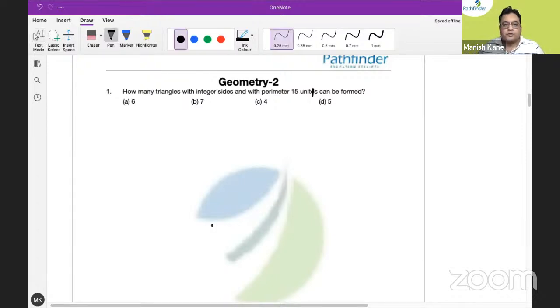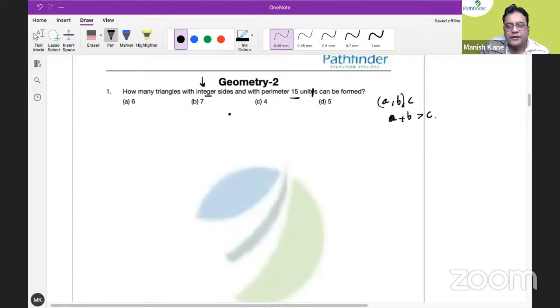Let's solve this question. How many triangles with integer sides and perimeter 15 units can be formed? That's your question. Now, in order to attack such a question, what are you required to do? The first thing you need to know is if there is a triangle with sides A, B, and C, such that A and B are the two smallest sides, then the sum of any two sides has to be greater than the third side.